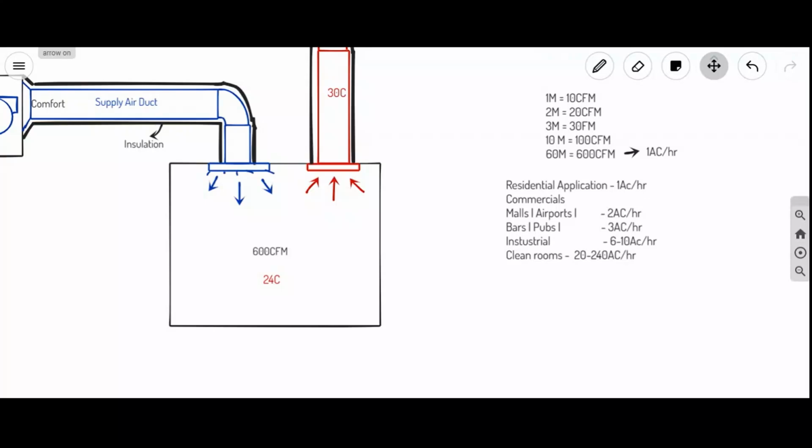In the operation theaters also, we have two types: one is general operation theater, one is super specialty operation theater. The super specialty operation theater is a clean room. General operation theater is not a clean room. So in the general operation theater, you can go with 4 to 8 changes per hour. But in the super specialty operation theater, you need to go with 68 changes per hour.